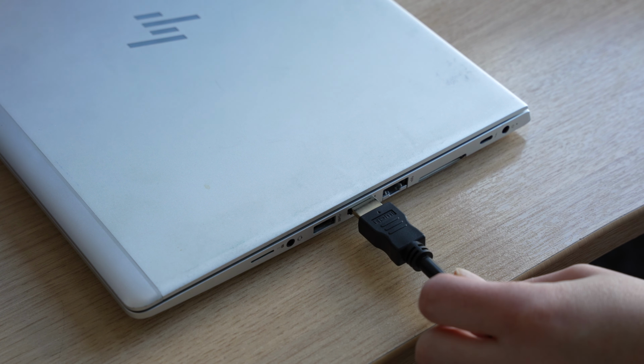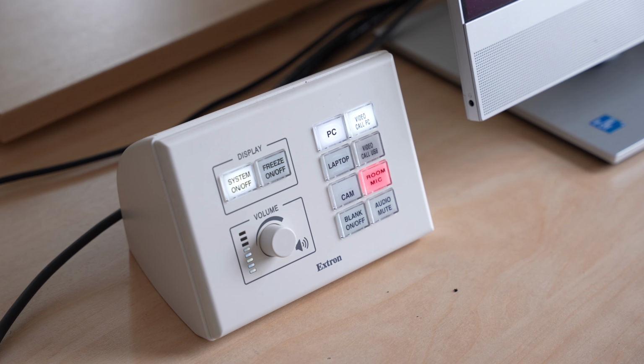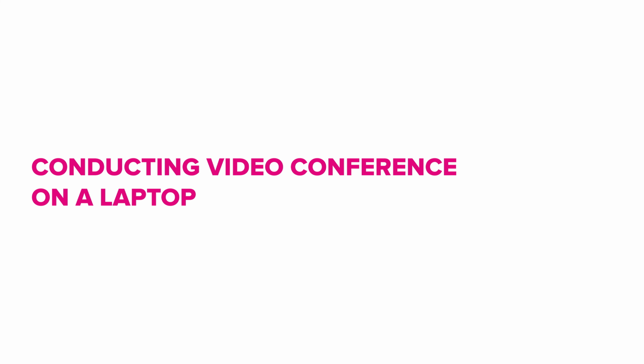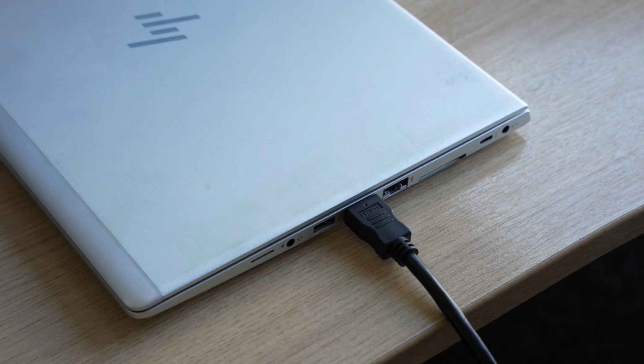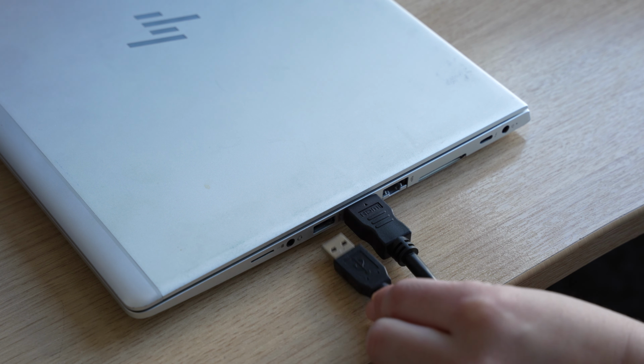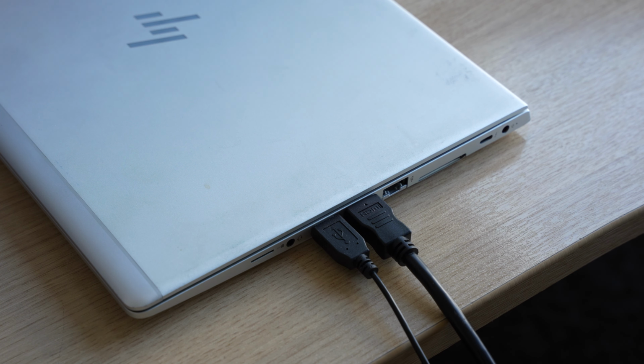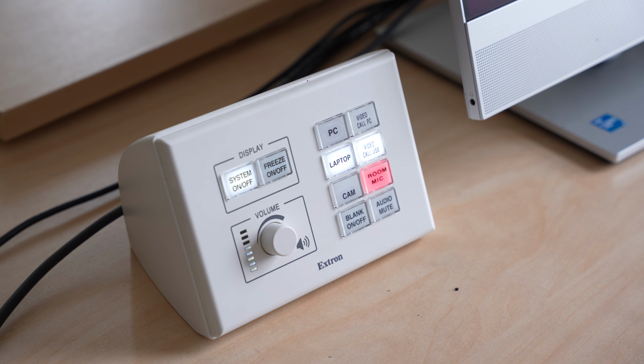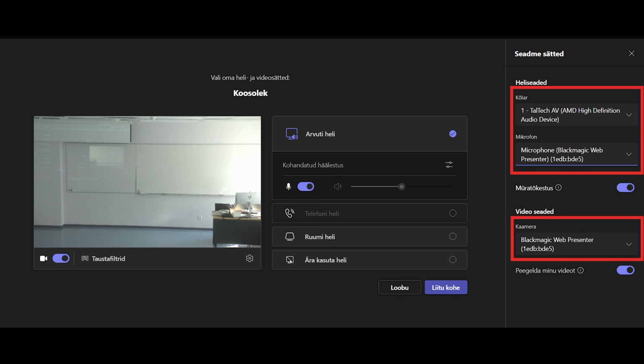Connect your laptop with the HDMI cable and select laptop as the input on the remote control. If you want to use other video conference software, such as Microsoft Teams, on your laptop in addition to echo360, connect the laptop to the USB cable on the table and select Video Call USB from the control panel. To conduct the video conference, select the microphone and camera of the room in the video conference software.